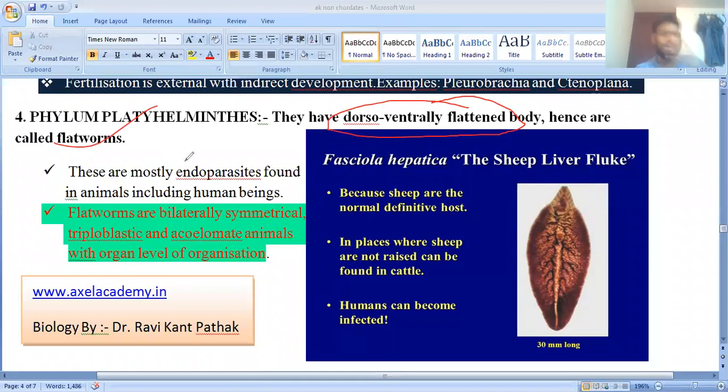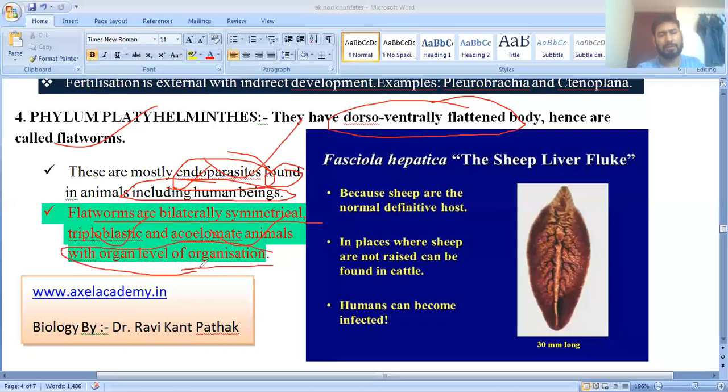Most of them are endoparasitic in nature and are found in animals, including human beings. Some cause different diseases in human beings. Flatworms are bilaterally symmetrical, as I had already told. Triploblastic means they have three germ layers: endoderm, ectoderm and mesoderm. Acoelomate means no coelom, because this is a parasite, so it can get nourishment from the host.